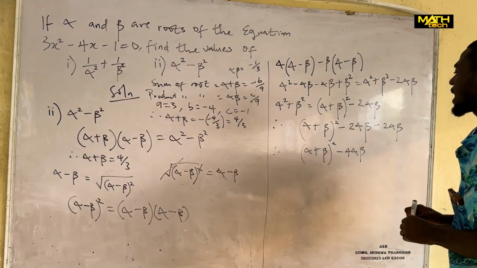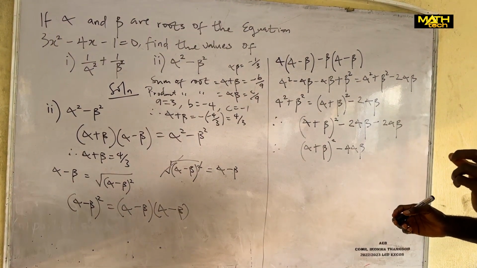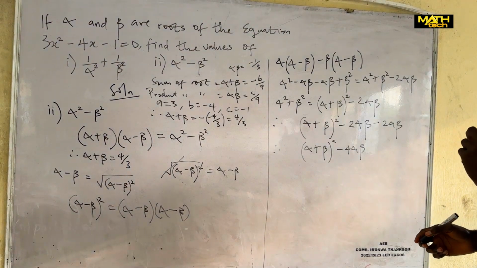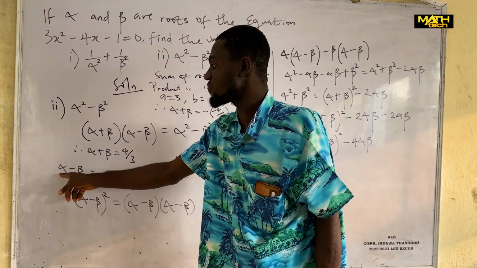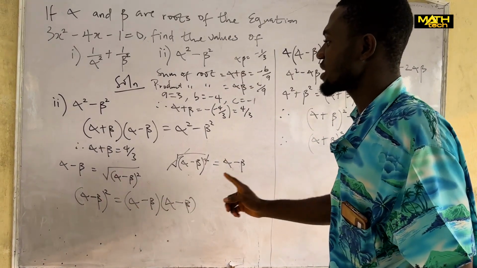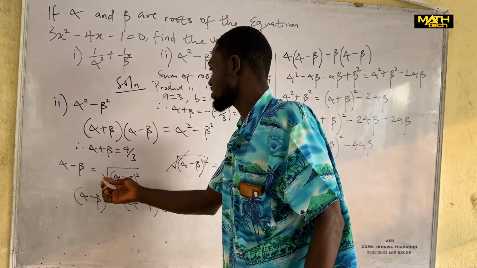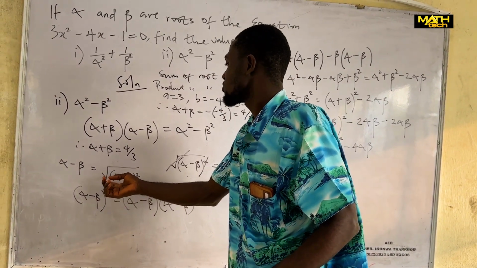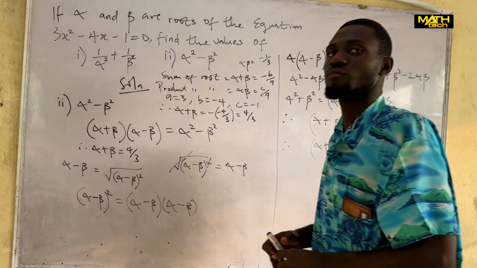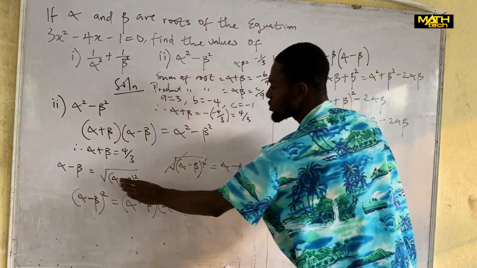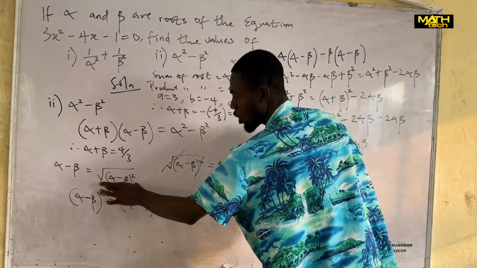So we solve for that. Now, don't get lost. What are we actually breaking down? We are breaking down alpha minus beta. And don't forget that we said that alpha minus beta can be written as the square root of alpha minus beta all squared. So now we are trying to resolve the inside, which is alpha minus beta all squared.